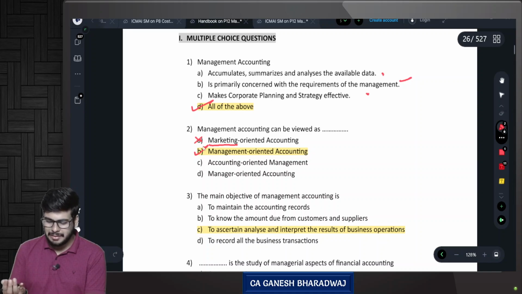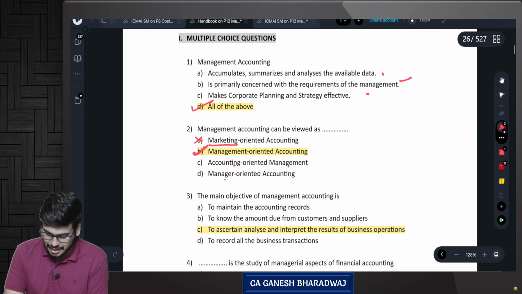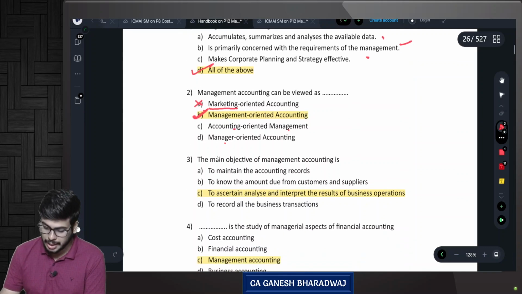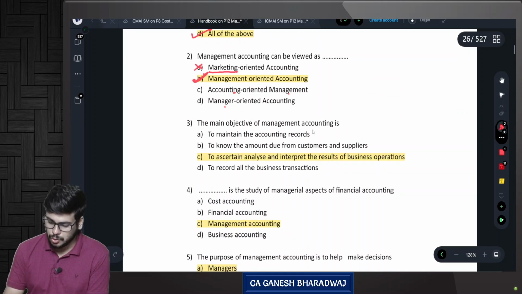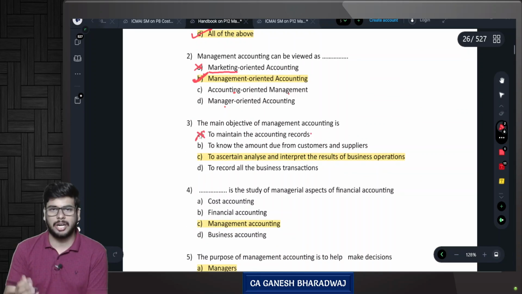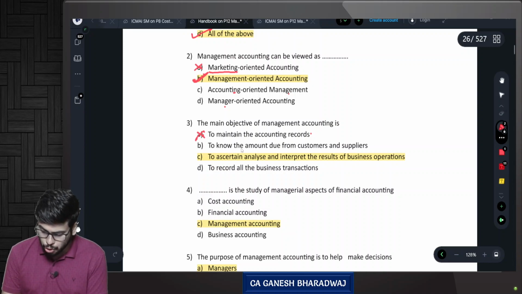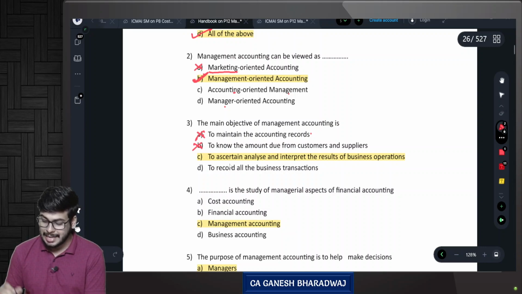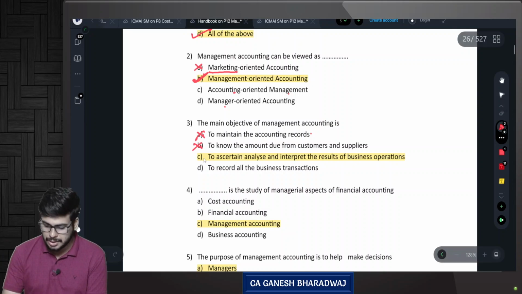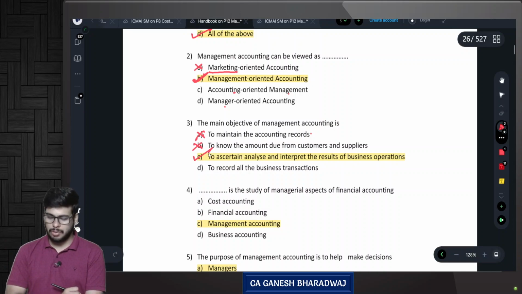Some very easy things have been given. Accounting oriented management, manager oriented accounting. Obviously they have just given some permutation and combination, but it is management oriented accounting. Then, the main objective of management accounting is to maintain accounting records. Absolutely not. That is the scope of financial accounting. To know the amount due from the customers and suppliers. Absolutely not. Now, to ascertain, analyze and interpret the results of the business operations. Absolutely. C is the only right answer.